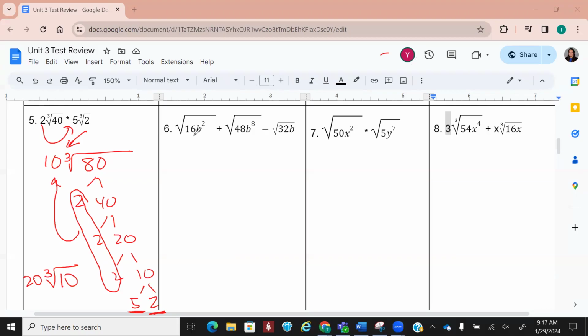Okay. All right, on this one, if we break this down, what factors do we have? 8 and 2. What are factors of 8? And then factors of 4.